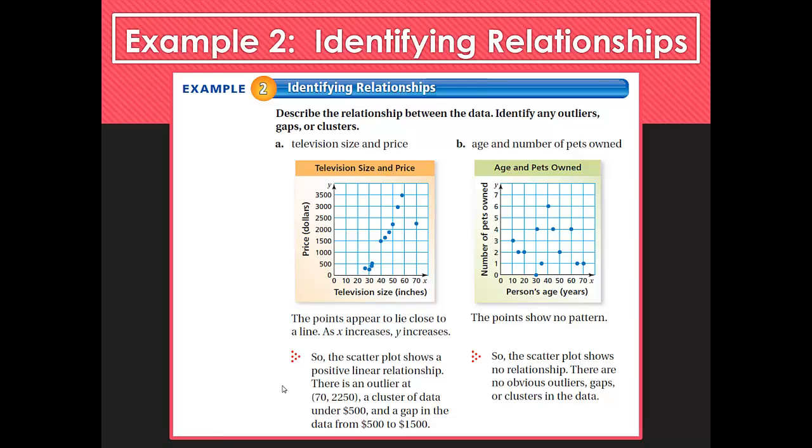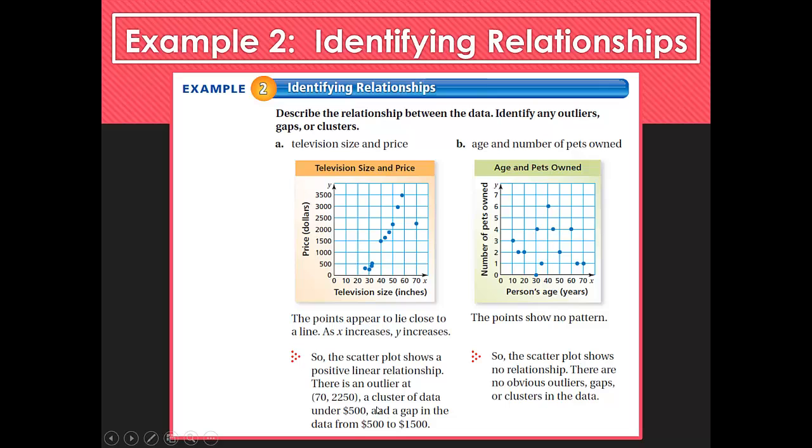There is an outlier at 70, 2,250. So that would be here, 70 and then 2,250. This right here would be our outlier. If we drew a line, that one would not remain close to that line. All the rest of them are pretty close to the line, and this one stands out.